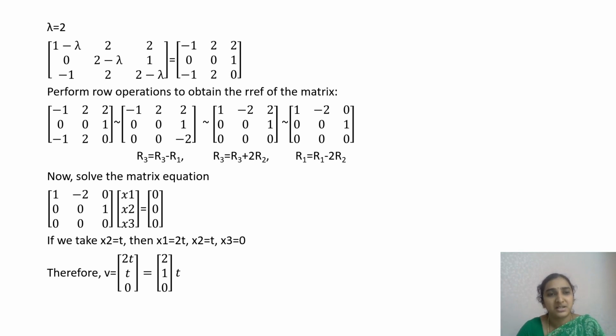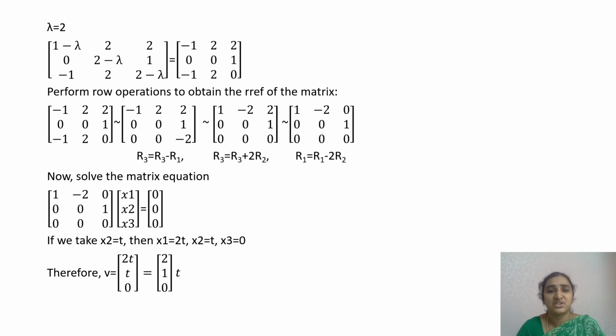Consider the matrix [1 minus lambda, 2, 2; 0, 2 minus lambda, 1; -1, 2, 2 minus lambda]. Substitute lambda is equal to 2 in the matrix. The resultant matrix would be [-1 2 2; 0 0 1; -1 2 0]. Perform row operations to obtain the row reduced echelon form of the matrix. Performing the row operation R3 is equal to R3 minus R1, the resultant matrix would be [-1 2 2; 0 0 1; 0 0 -2].